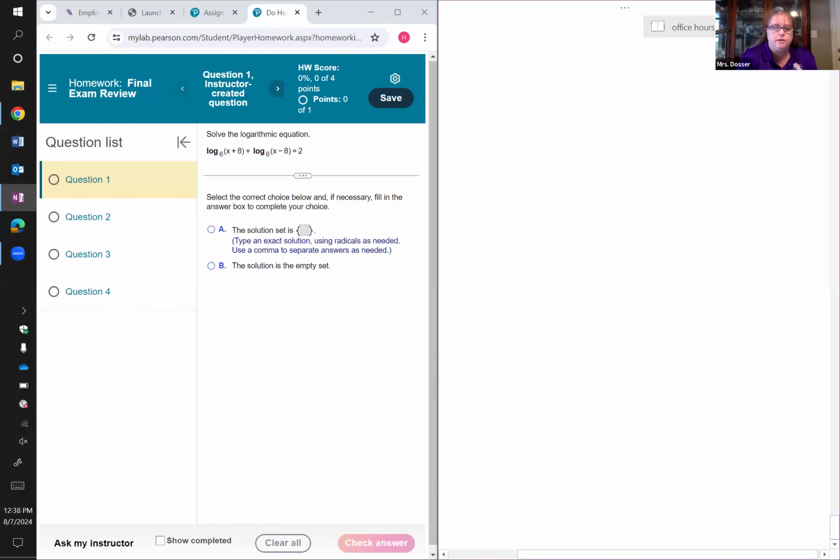Here we're asked to solve the logarithmic equation log base 6 of x plus 8 plus log base 6 of x minus 8 is equal to 2. So we have a log equation that we're starting with because it has logs.